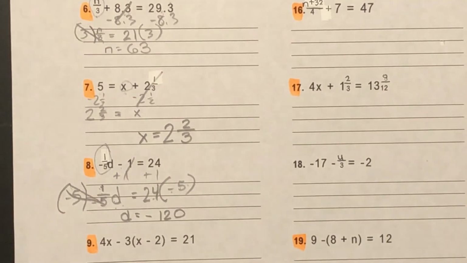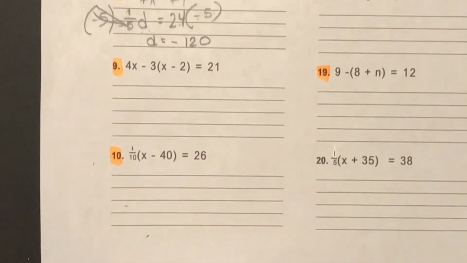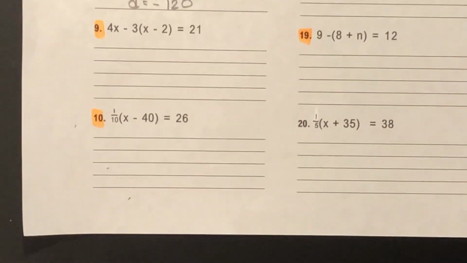I bet this is all clicking. You're just like, I get this. I understand what you're doing. This is awesome. I hope so. We'll move down to 9 and 10.